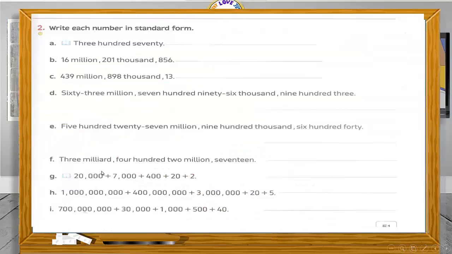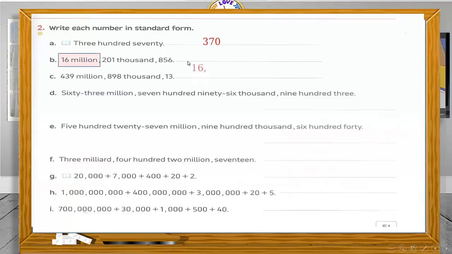Next, exercise number 2. In number 2, write each number in standard form. He gives you numbers in word form and expanded form, and you should write the numbers in standard form. Focus well how many periods are in each number. Here we have 370, 1 period only, so write 370. Here we have how many periods? We will see 16 million, first period.